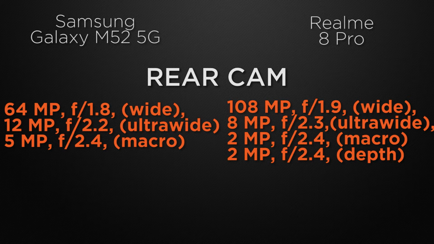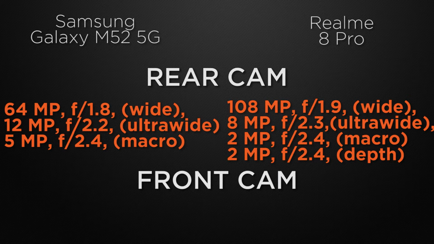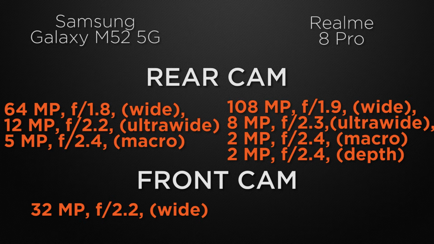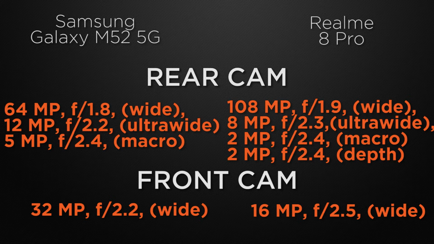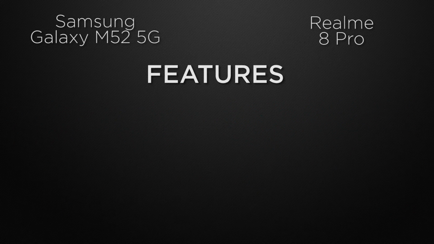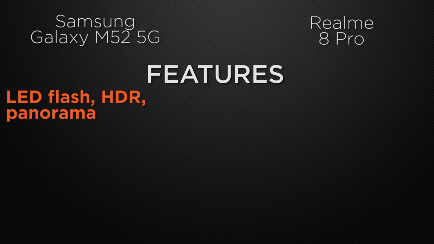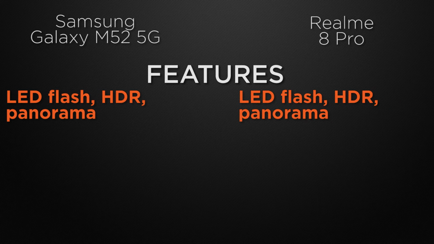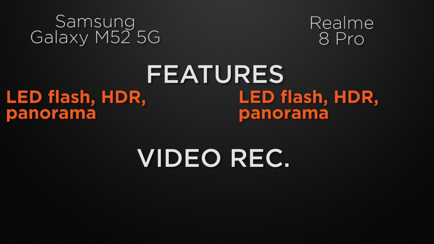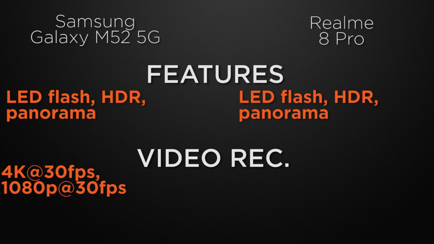And about the front camera of the devices, M52 have 32 megapixel of wide camera, whereas 8 Pro have 16 megapixel of wide camera. So the winner here is M52 because it can take high resolution of selfies. Let's talk about the camera features of the devices. M52 have LED flash, HDR and panorama, whereas 8 Pro also have LED flash, HDR and panorama. So it's a tie.